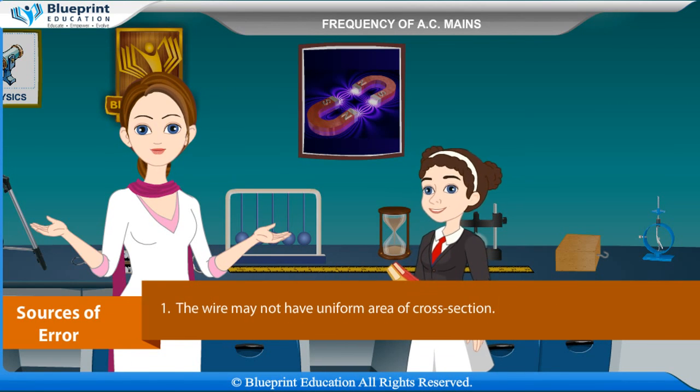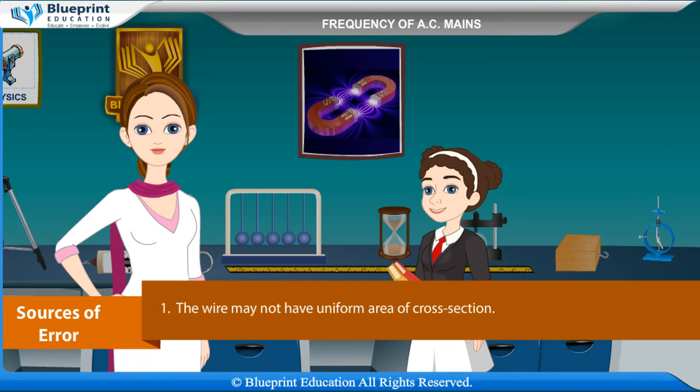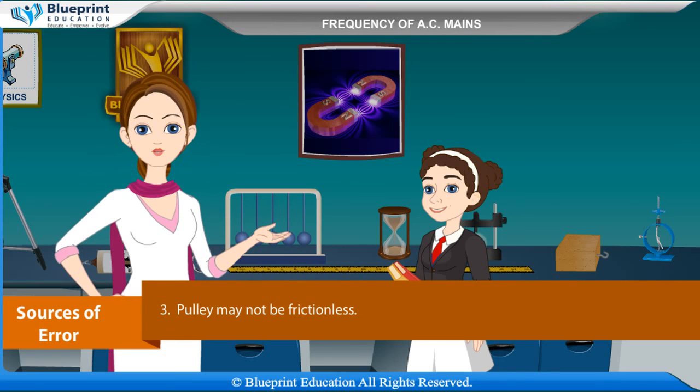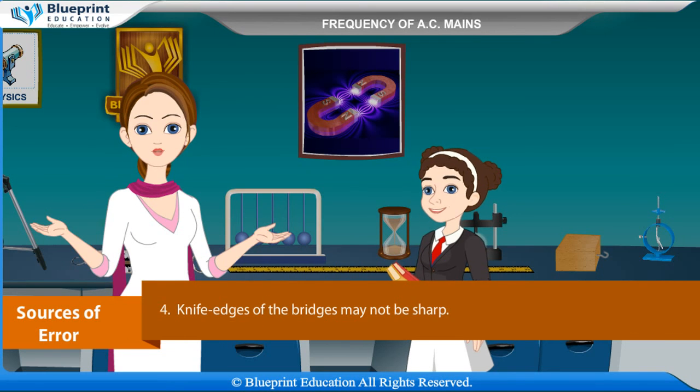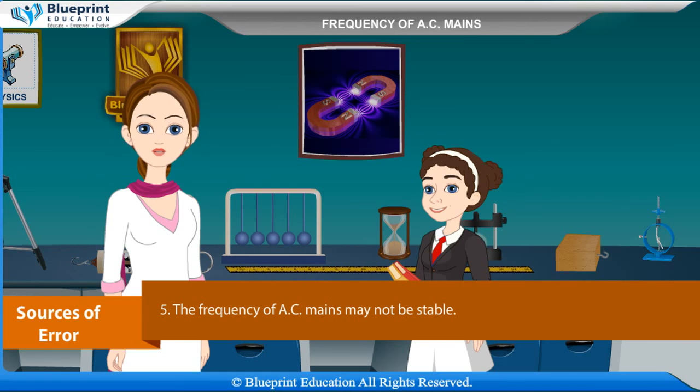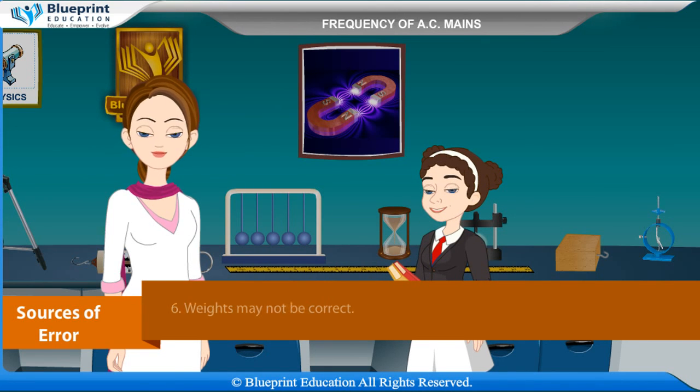Sources of error. The wire may not have uniform area of cross-section. The wire may have kinks. The pulley may not be frictionless. Knife edges of the bridges may not be sharp. The frequency of AC mains may not be stable. Weights may not be correct.